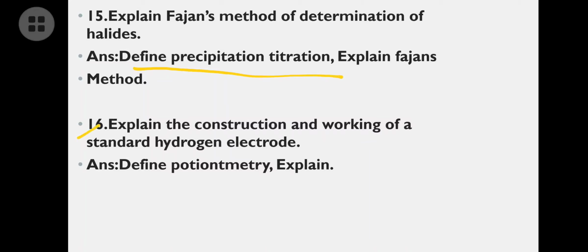16th, our last question in 5 marks. Here you have to explain the construction and working of the standard hydrogen electrode, that is SHE. Sometimes they will ask SHE. Here, same, define potentiometry, write the types or the methods to determine potentiometry. Then write the standard hydrogen electrode: construction, principle, working, applications.